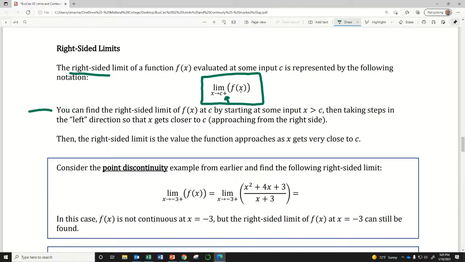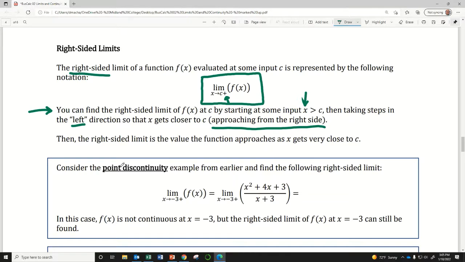Now, the way that we are going to find right-sided limits, basically, we're going to start at some input that's larger than whatever that c value is, and then we're going to take steps in the left direction so that x becomes closer to c. In other words, you might say that we are approaching from the right side. Then, when we do this, the right-sided limit is the value of the function. Well, I should say, the right-sided limit is the value the function approaches as x gets very close to c. Maybe this doesn't make sense, but hopefully these examples will start to clear things up for us.